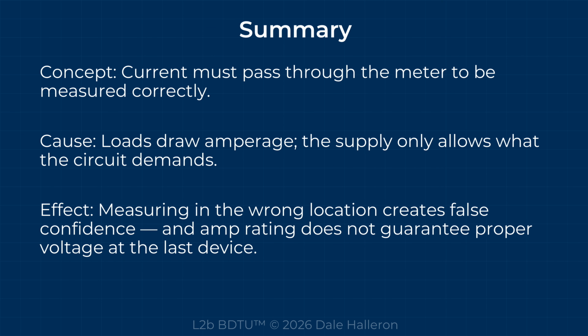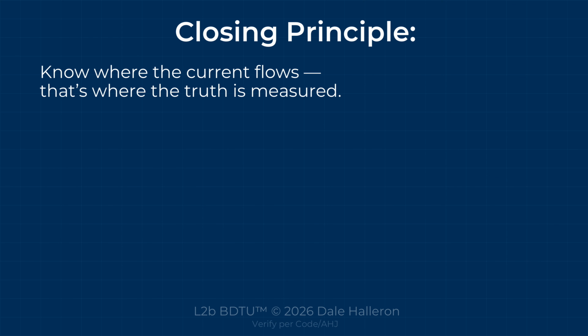Concept: current must pass through the meter to be measured correctly. The cause: loads draw amperage. The supply only allows what the circuit demands. Effect: measuring in the wrong location creates false confidence, and amp rating does not guarantee proper voltage at the last device. Know where the current flows. That's where the truth is measured.